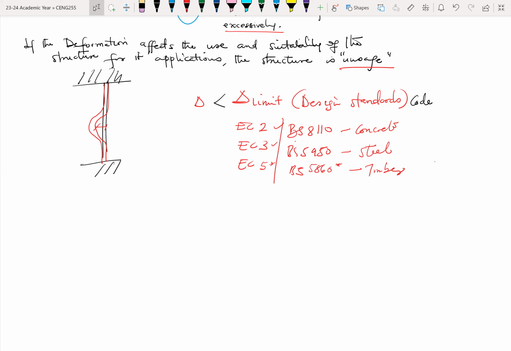So what causes deflections? All right, we just look at some of them. What are the causes of deflection?